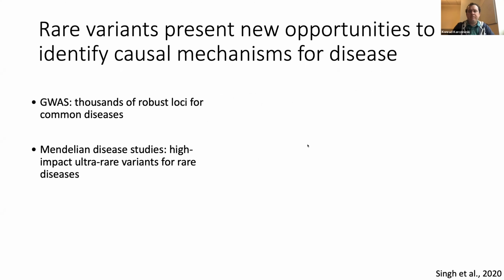In parallel, Mendelian disease studies have discovered high impact rare variants for rare diseases. And these are really impactful, but they are only being identified for these rare diseases. Not much work has been done for rare variants for common diseases. It's still somewhat of an open question how much of the disease heritability of common diseases can be explained by rare variants, but we know that we can gain true biological insight from rare variants. But we haven't really explored this systematically.